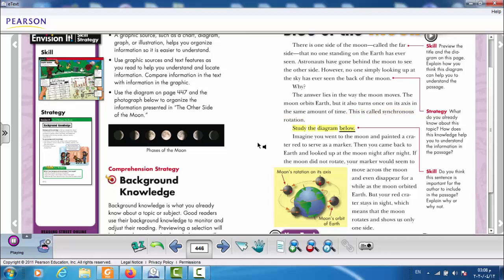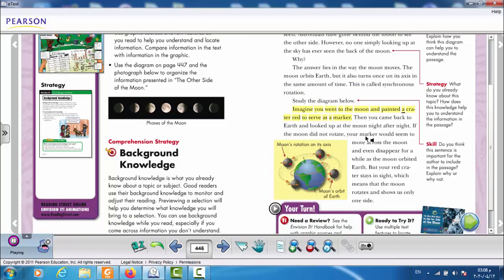Study the diagram below. Imagine you went to the moon and painted a crater red to serve as a marker. Then you came back to Earth and looked up at the moon night after night. If the moon did not rotate, your marker would seem to move across the moon and even disappear for a while as the moon orbited Earth. But your red crater stays in sight, which means that the moon rotates and shows us only one side.